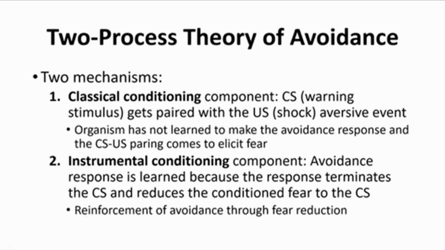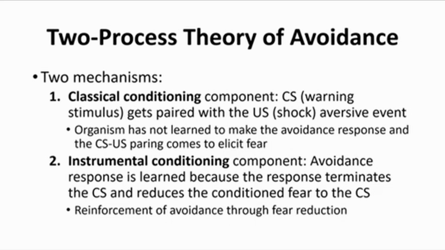Now, this whole escape and avoidance setup involves two separate mechanisms. We're going to involve classical conditioning and instrumental conditioning as parts of this setup. So we can start with our classical conditioning component. This is at the very beginning, when our conditioned stimulus, that warning stimulus, whether it's a light or a tone that gives us a heads up, is paired with an unconditioned stimulus, a shock or other kind of aversive event. Now, if the organism has not learned to make an avoidance or escape response, this CS-US pairing comes to elicit fear.